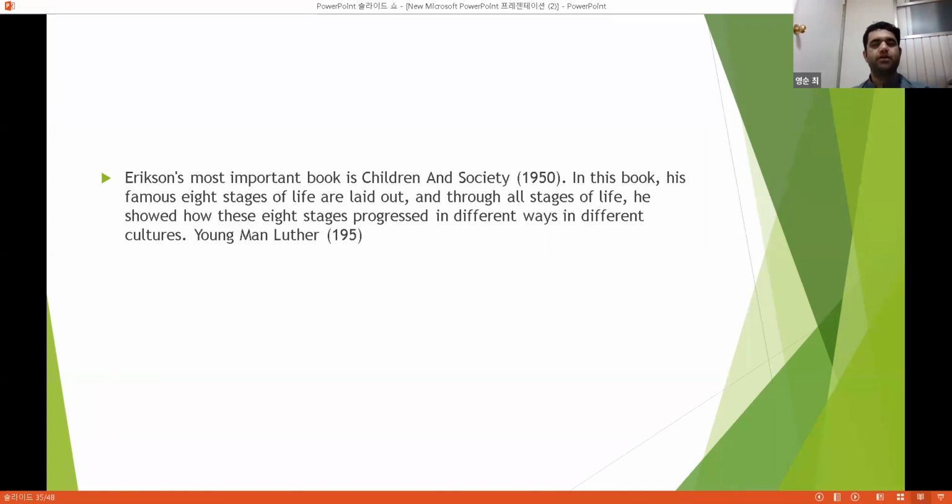Erikson's most important book is Childhood and Society, in the 1950s. In this book, his famous 8 stages of life are laid out, and through all stages of life, he showed how these 8 stages progress in different cultures, like in Young Man Luther.